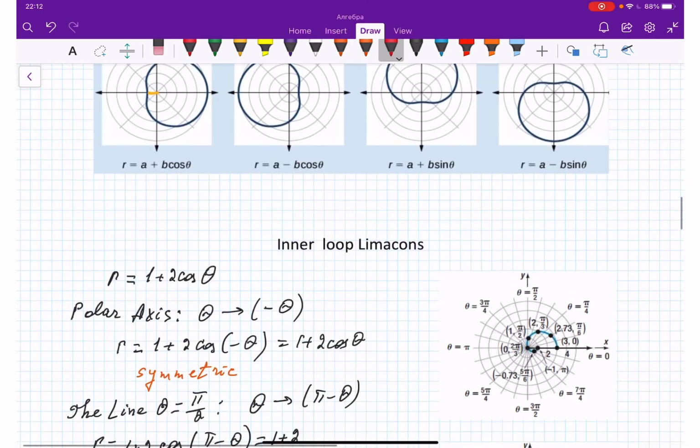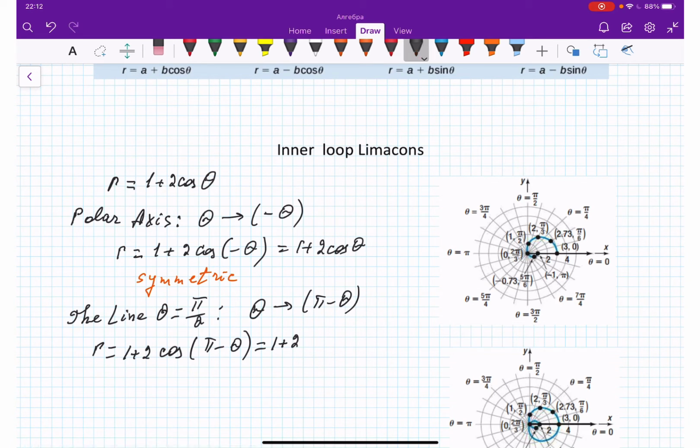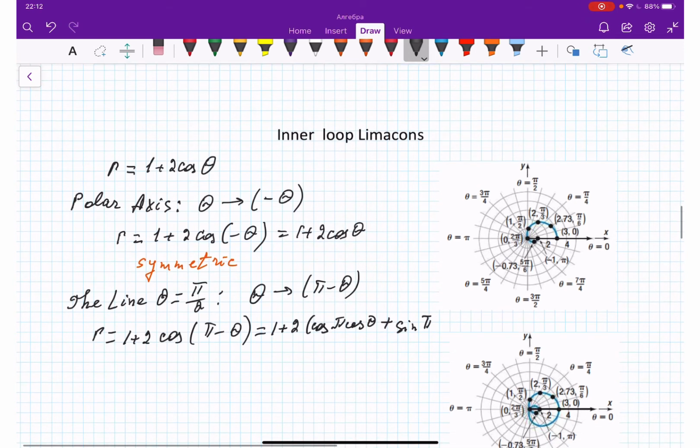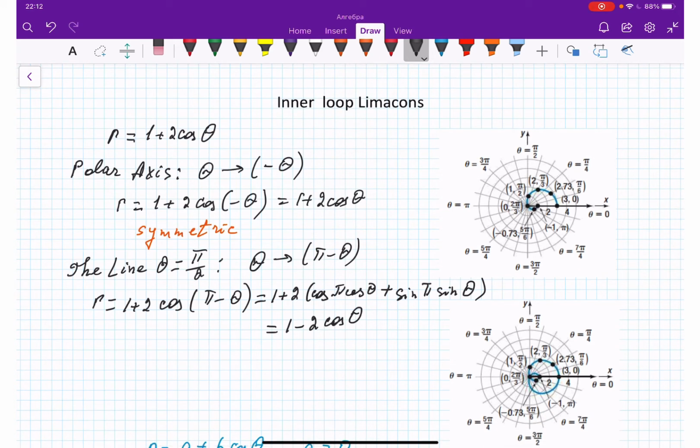Which means it's going to be equal to 1 plus 2 times cosine pi cosine theta plus sine pi sine theta. And we get 1 minus 2 cosine theta. Because cosine pi is negative 1, so you have there only negative cosine theta. And since sine pi is 0, this whole thing becomes 0. And the test fails.